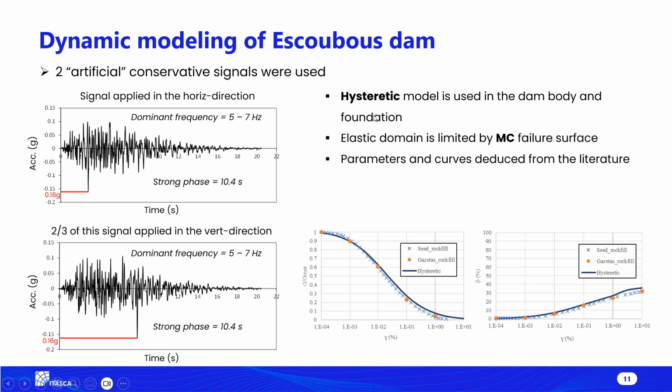Some of the parameters of the hysteretic model were calibrated by fitting the degradation curves that we can see here. Here we have G over G max, the shear modulus over the maximum shear modulus, as a function of the cyclic deformation, and here we have the damping as a function of the cyclic deformation. We have some data from the literature, and we try to calibrate our numerical parameters by fitting these two curves. For the maximum shear modulus of each zone in the dam body, it was defined as a function of the pressure developed in each zone.